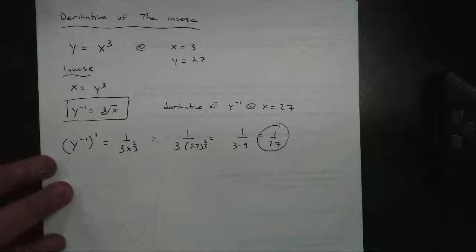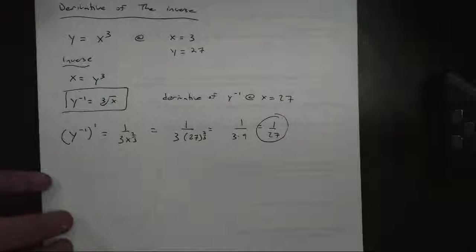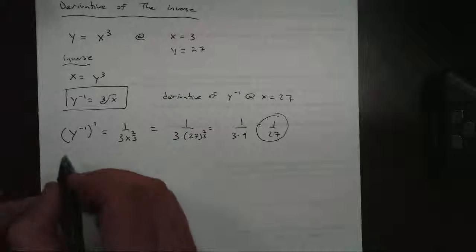And I get 1/27. Now the problem occurs: what happens if we have a function where we can't find the derivative?